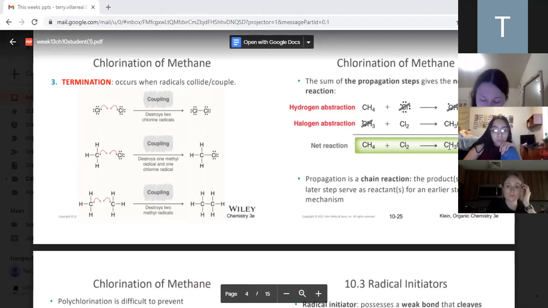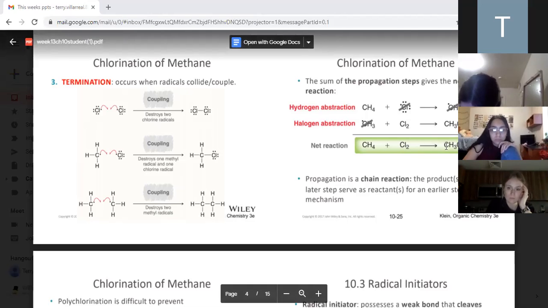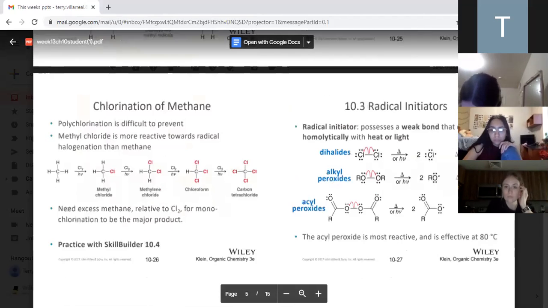But Gwen, in reality, how many Cl2s did we use in this reaction mechanism? 2. We used 2, right? We used one in the first step, and then we used the second one in the halogen abstraction in the second propagation step, right? So even though we use 2 chlorines, the way that we keep things settled, this is the net reactant, right? So this is it. Okay.